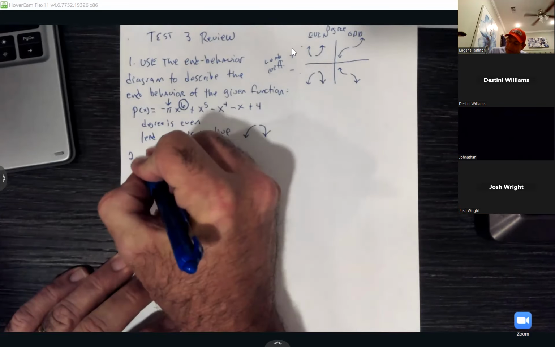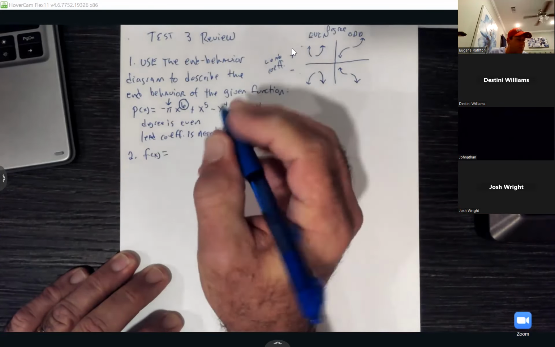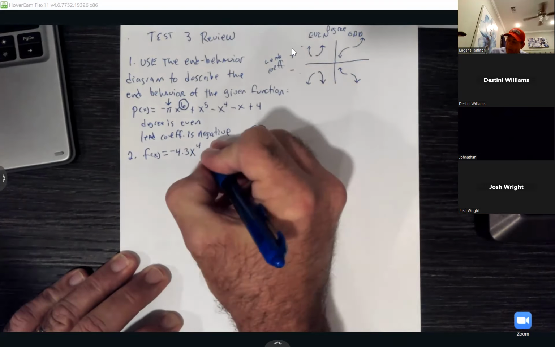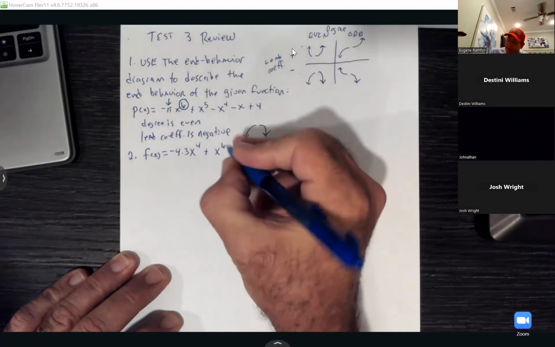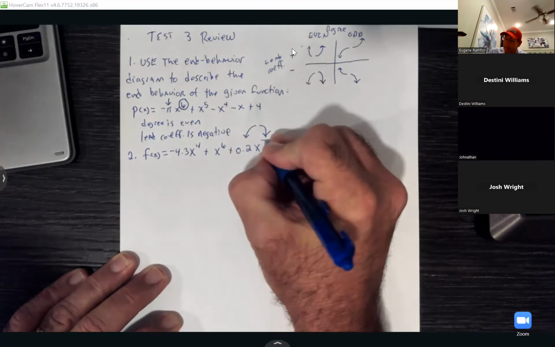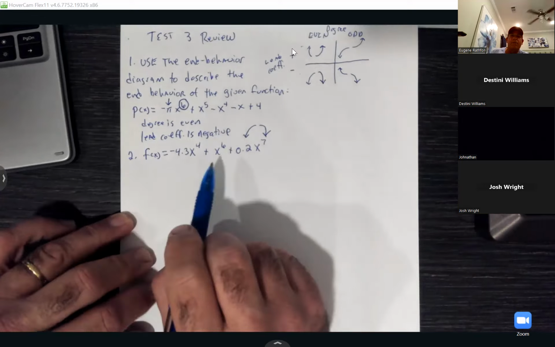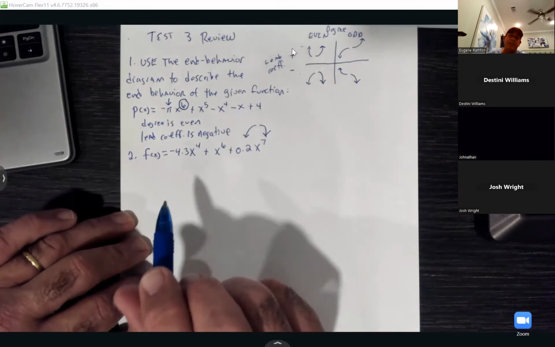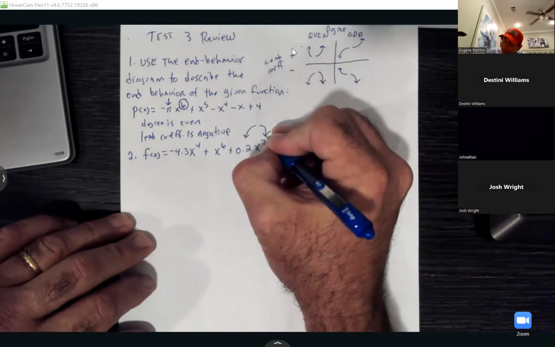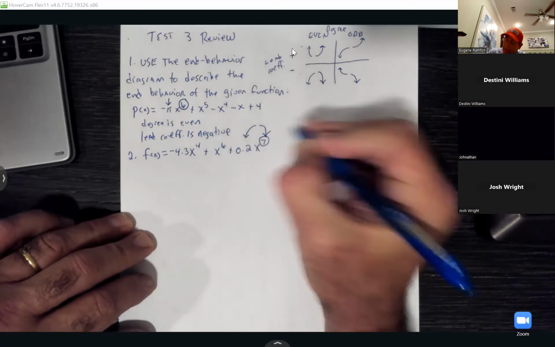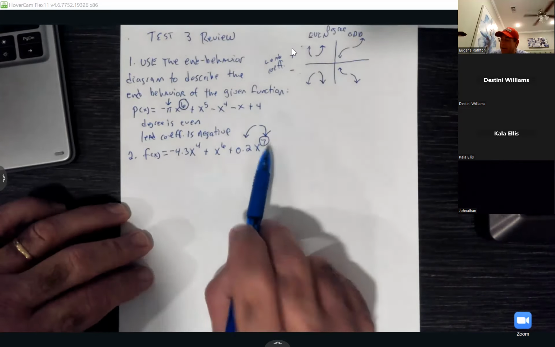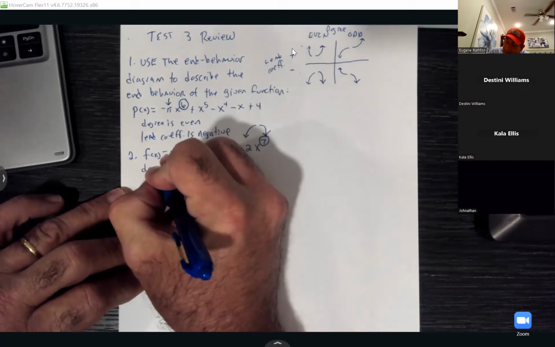Oh, you also look at this one. This one has f of x equals negative 4.3 x to the 4th plus x to the 6th plus 0.2 x to the 7th. So the first thing we got to do is find the degree, so I'm looking for the highest exponent. That's x to the 6th. Oh, 0.2 x to the 7th there. So that 7 is odd, so my degree is odd this time.